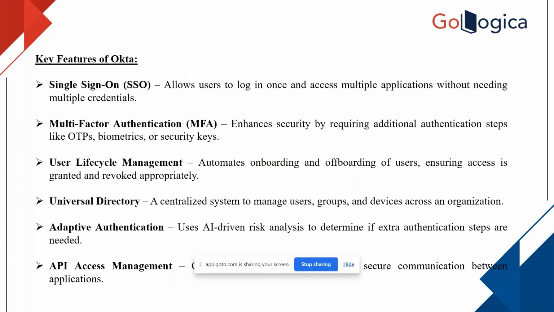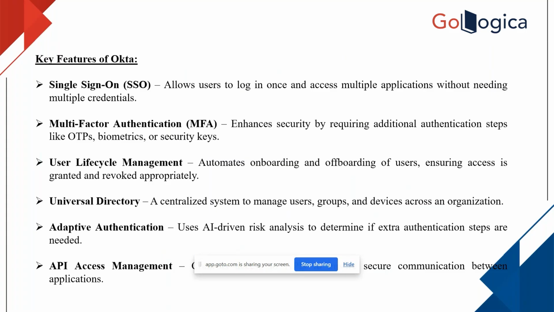So Okta has its own repository, which is managed for all of these items. Okta also has adaptive authentication. We know authentication, what does authentication mean? It means verifying yourself. Similarly, Okta gives you adaptive authentication. Adaptive authentication means it uses AI-driven risk analysis to determine whether extra authentication steps are required or not. That we call adaptive authentication.